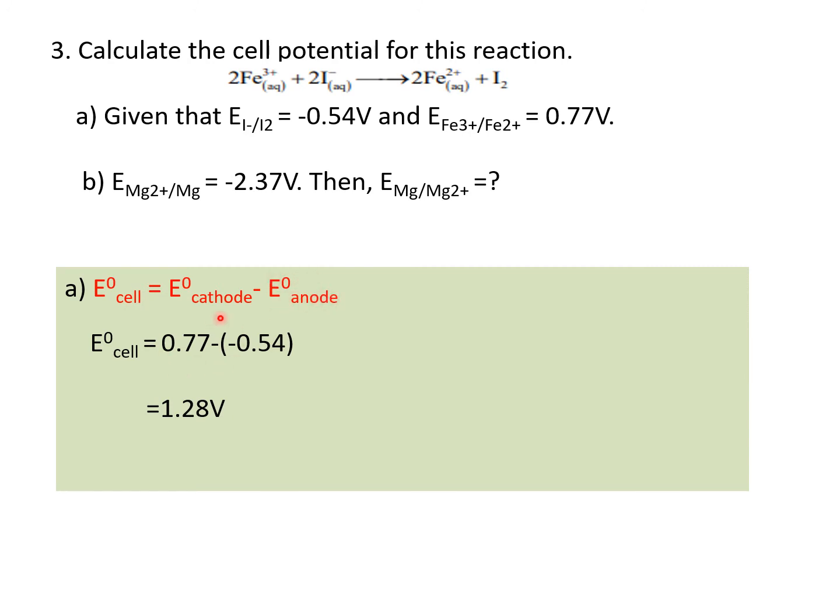So what is the cathode over here? See the first one, which is the cathode. 0.77 is the cathode. Reduction is taking place here, Fe3+ to Fe2+. So write this one, minus of anode. Anode is this one, the minus reaction. So minus and minus is plus. This is the value for E cell of part A.